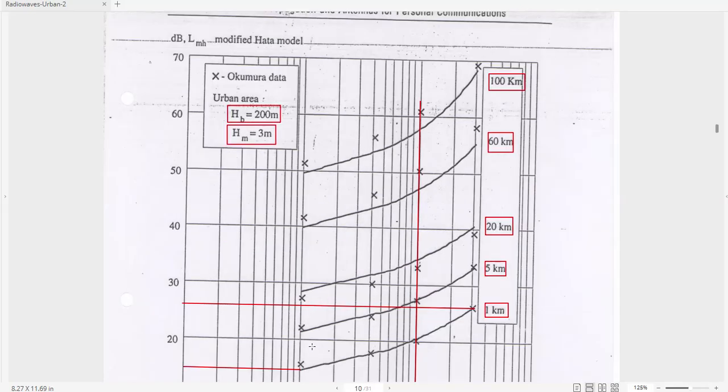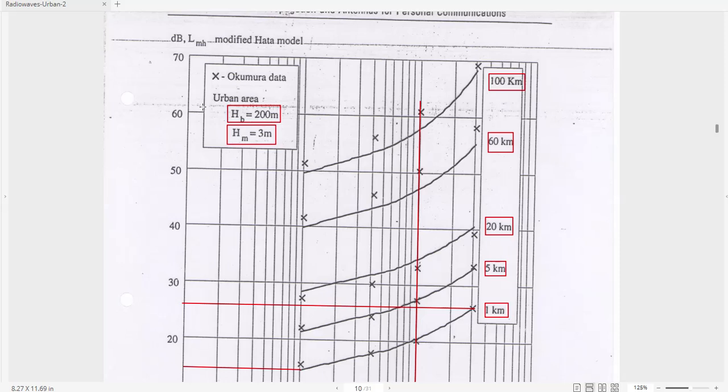So we take different distances. Let's take 1 kilometer and 100 kilometers. The crosses are the Okumura. Let's consider Okumura. At 1 kilometer, the loss is 20 dB. And at 100 kilometers, the loss for the Okumura crosses is, let's say, 61 dB.